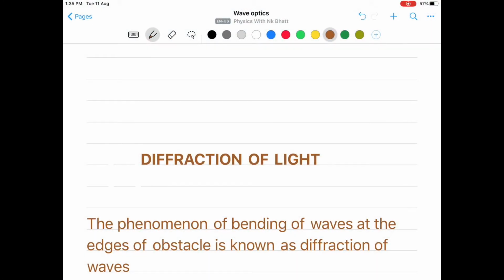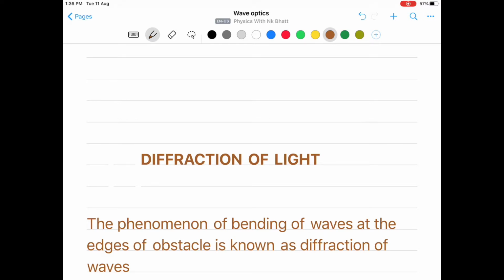Good morning dear students. In the last video lecture, we discussed the intensity of fringes obtained in Young's double slit experiment. In today's video lecture, we will talk about another phenomenon, that is diffraction of light. So far in wave optics, we discussed the Huygens principle or construction, refraction and reflection of plane wavefront, coherent and incoherent sources, and interference of light.